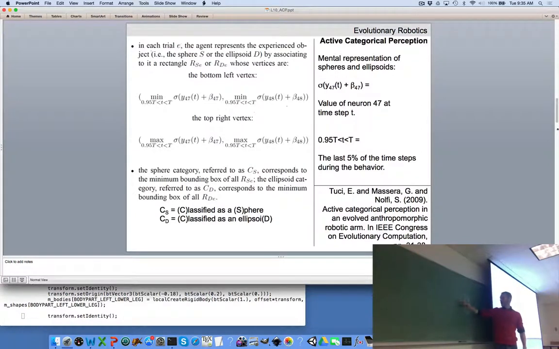Does it draw exactly the same trajectory? Do neurons 47 and 48 trace out exactly the same line? No, why not? Just because the other neurons are firing randomly. The other neurons are not firing randomly. There's no randomness in this experiment.